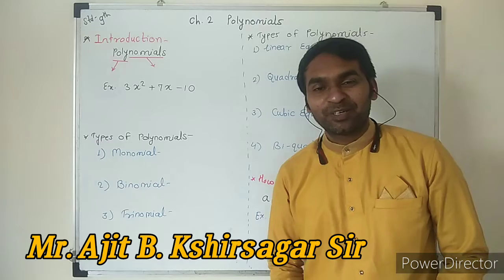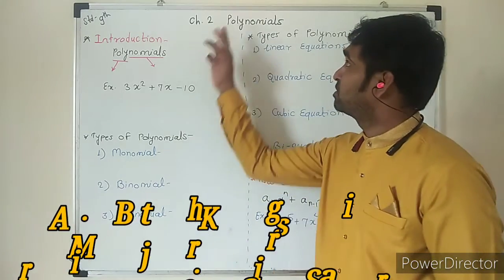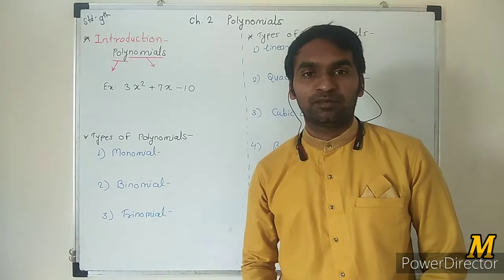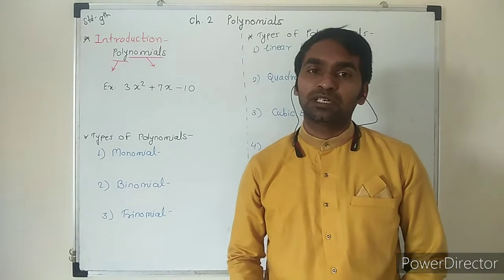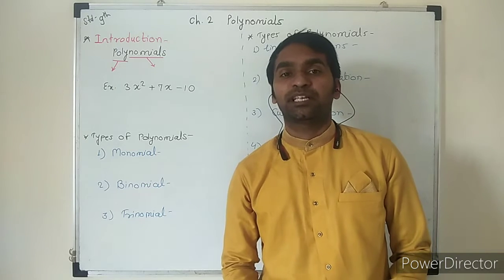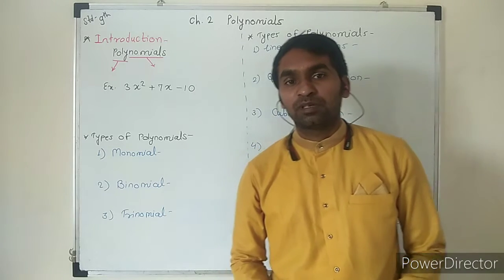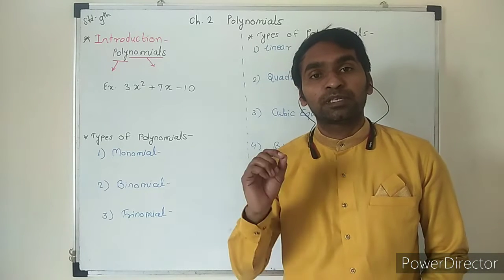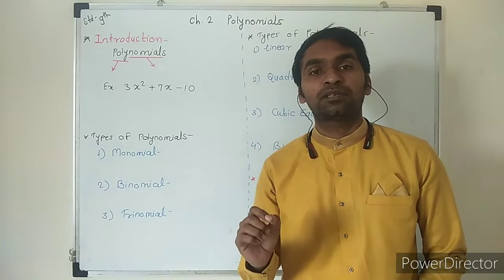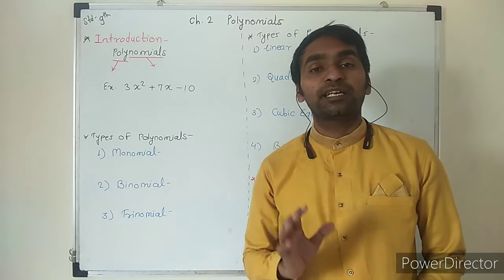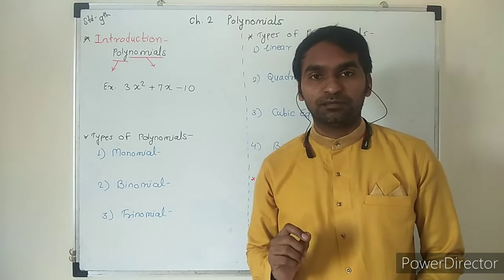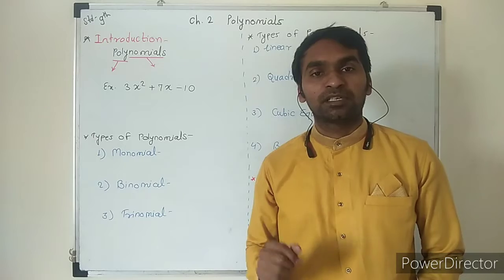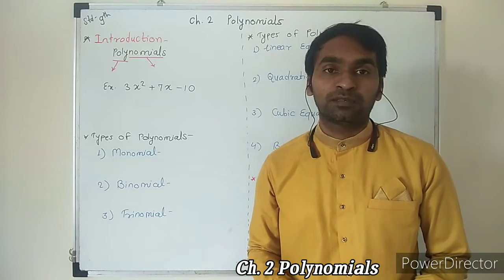Hi students, today we are studying the second chapter, chapter number 2, polynomials. Last year, in 8th standard, you already learned about algebraic expressions. First of all, what do algebraic expressions mean? The combination of variables, constants and coefficients connected to each other by operations, that is addition, subtraction, multiplication and division, together are called an algebraic expression.